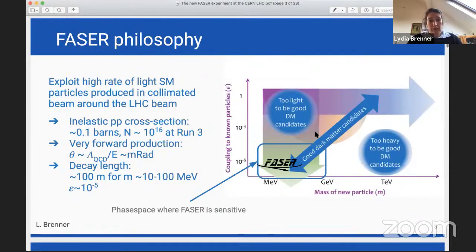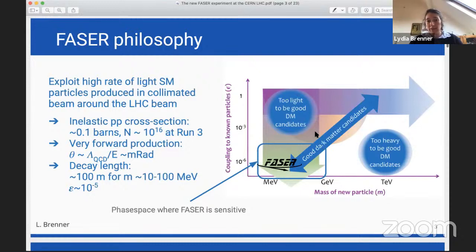So what is the philosophy of FASER? The idea is to exploit a high rate of light standard model particles produced in the collimated beam around the LHC beam. There's an inelastic pp cross-section of about 0.1 barns with an N of 10^16 expected at Run 3. And for the very forward production, theta is about Λ_QCD divided by E, which is about a milliradian. If you look at a decay length of 100 meters, then for a mass between 10 and 100 MeV, you get that epsilon is about 10^-5.